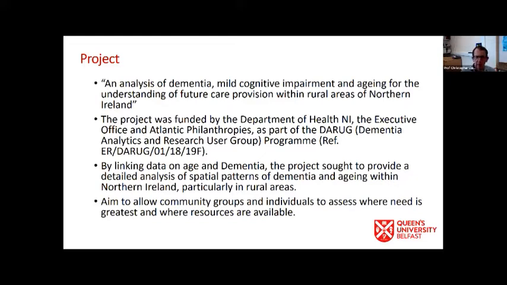So what we aim to do is to link data on age, again, accepting that age is not everything when it comes to dementia by a long way. So linking age and dementia to try to understand the geography or the spatial patterning of dementia and aging within Northern Ireland with a focus on rural areas. The kind of long-term aim, which we started to move towards, is to have a resource that would let people, whether that's community groups, individuals, or even healthcare professionals, understand where need is, where it might be changing, and what sorts of resources or facilities are available in particular areas. So how well does that map onto the need?